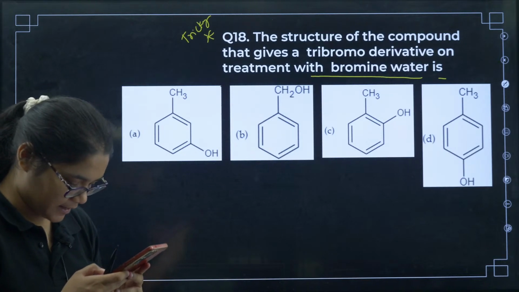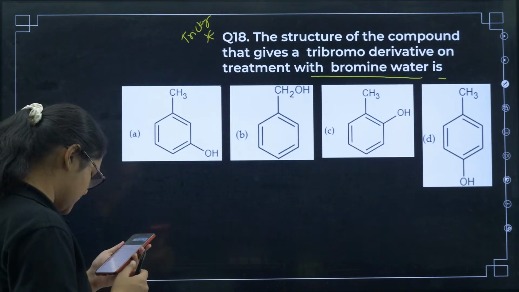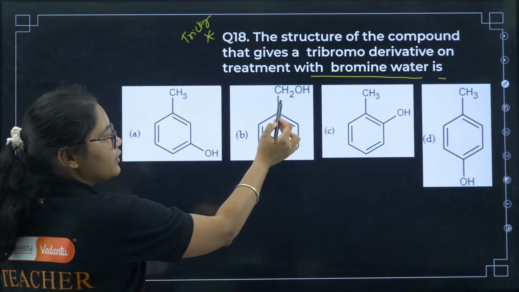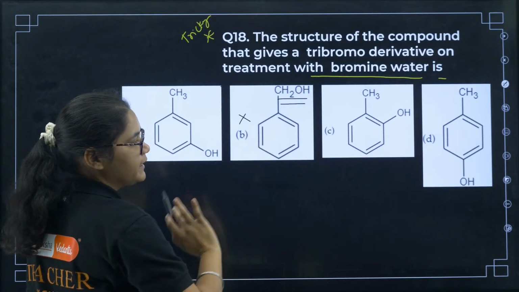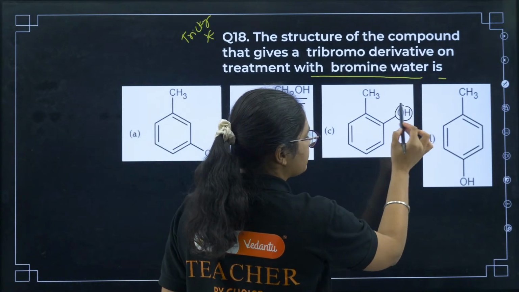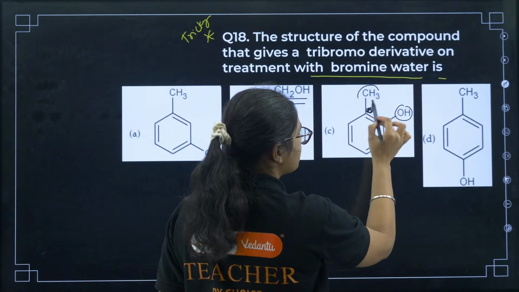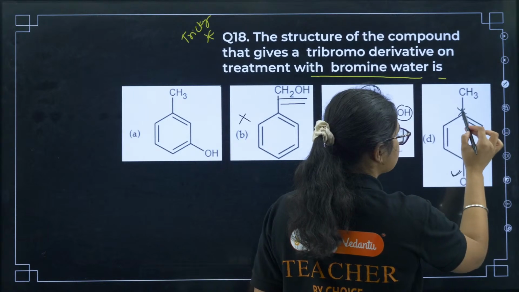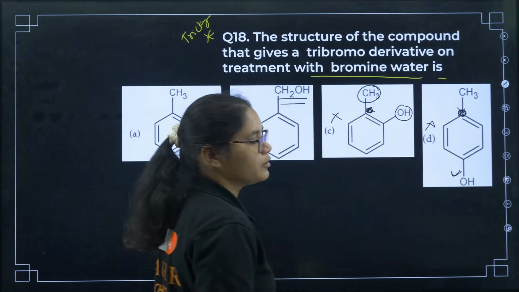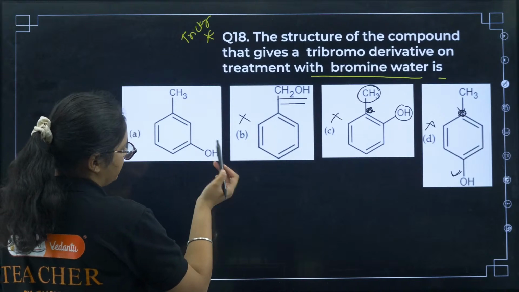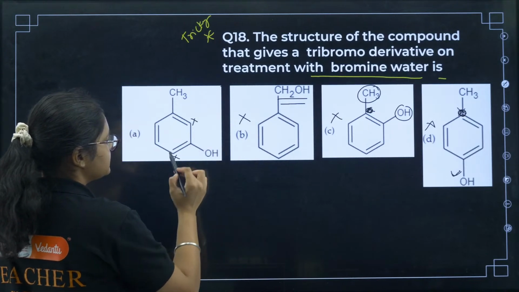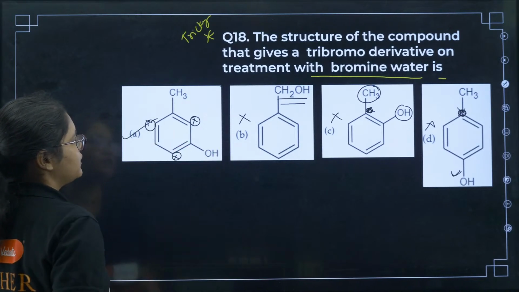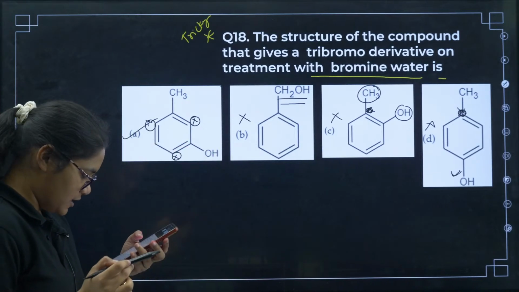Uttam has answered, then Madan has answered. Yes, A is the correct answer. See, why? This is not a phenol, so here no reaction will take place. Here reaction can take place, but one of the ortho positions is blocked, so this cannot be the answer. This reaction can also take place, but here the para position is blocked, so this is also not the answer. Here the phenol group is there, the ortho positions are free, and the para position is also free. So this can give you a tribromo derivative. So option number A is the correct answer.